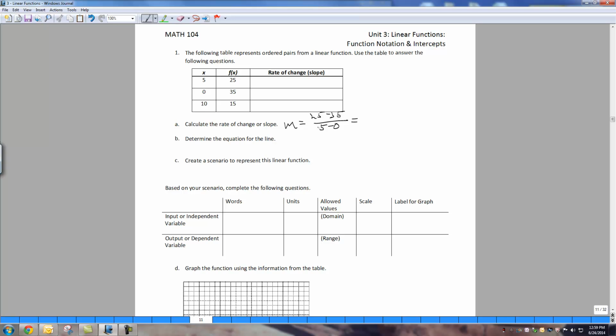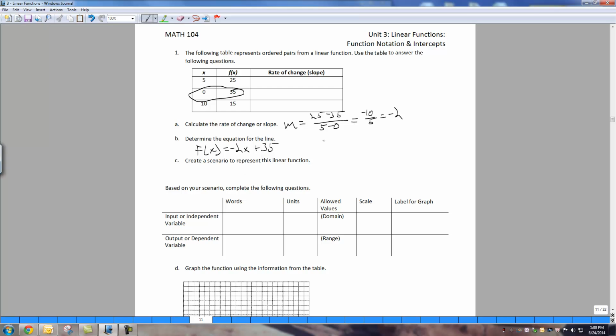All that matters is that these numbers correspond and these numbers correspond. We get negative 10 over 5, which is negative 2. So the slope is negative 2. So our function, f of x equals negative 2x, and our y-intercept is listed right here. So when x is 0, f of x has to be 35. So there's our equation of the line. If I didn't see that right away, I could call this y and this x, plug 5 in for x, 25 in for y, and then solve for b.